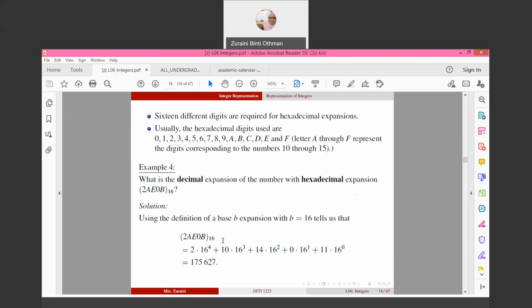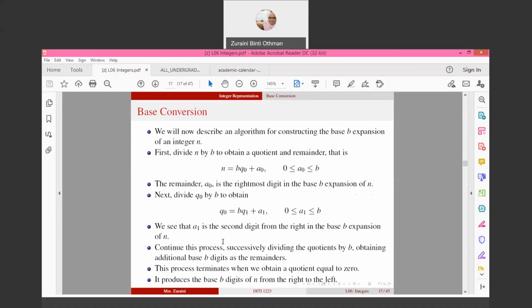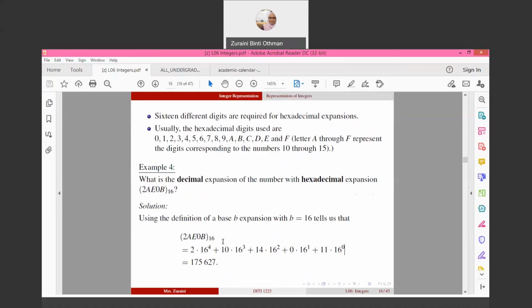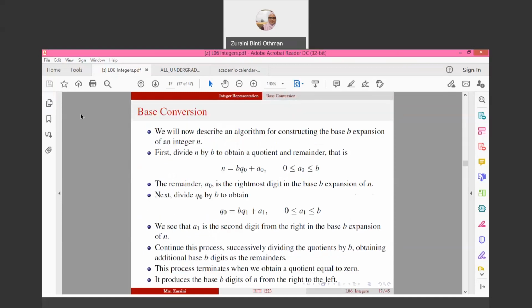Actually you can use your calculator to convert, right? If you don't have a calculator during the exam, or your calculator suddenly doesn't have battery or has other technical issues, you have to know how to calculate it by using manual calculation. Okay, so this is base conversion.